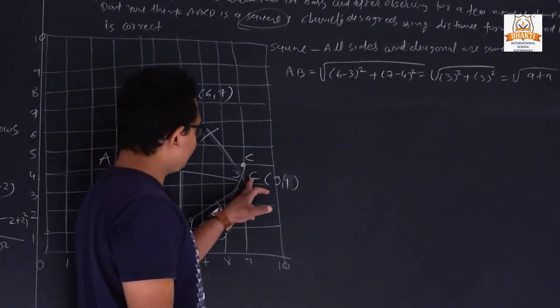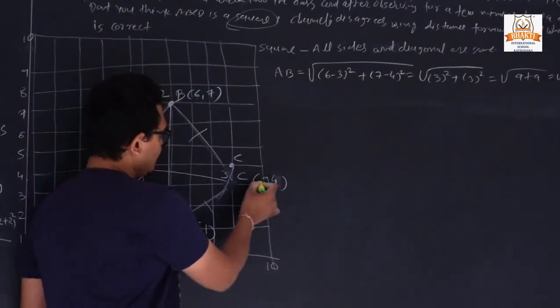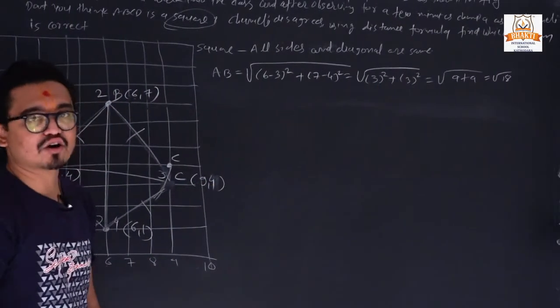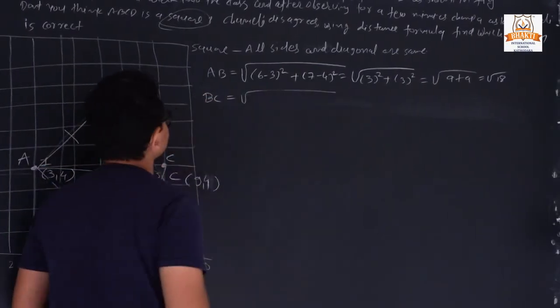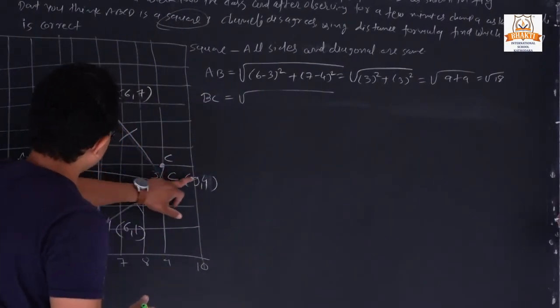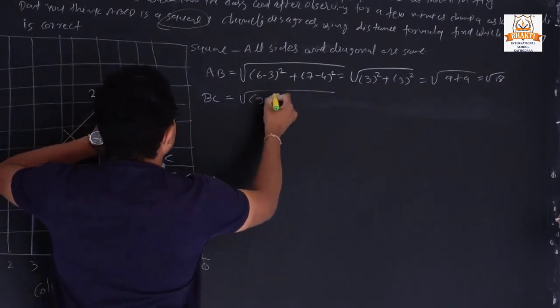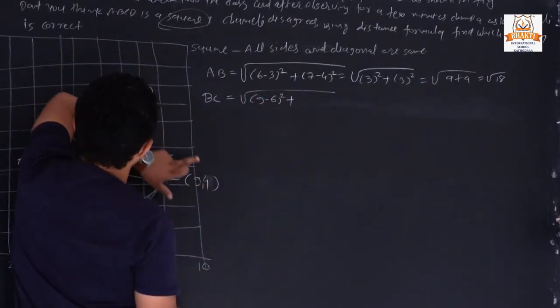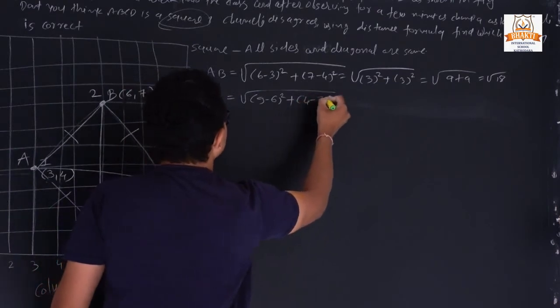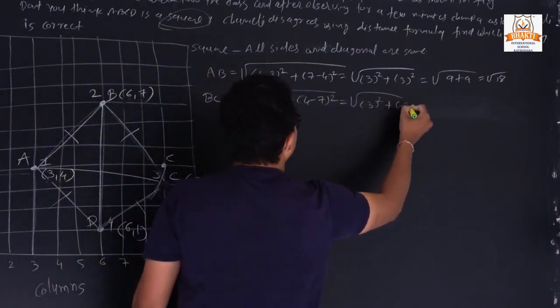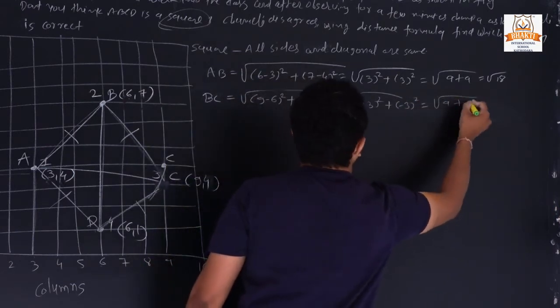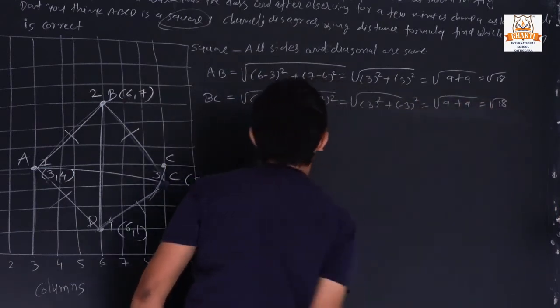Similarly, we can also find for C. Clear? Here the coordinate of C is (9, 4), not (9, 3). So BC is equal to (9 minus 6) whole square plus (4 minus 7) whole square. So it is 3 square. Once again minus 3 square. So 9 plus 9. So once again root 18.